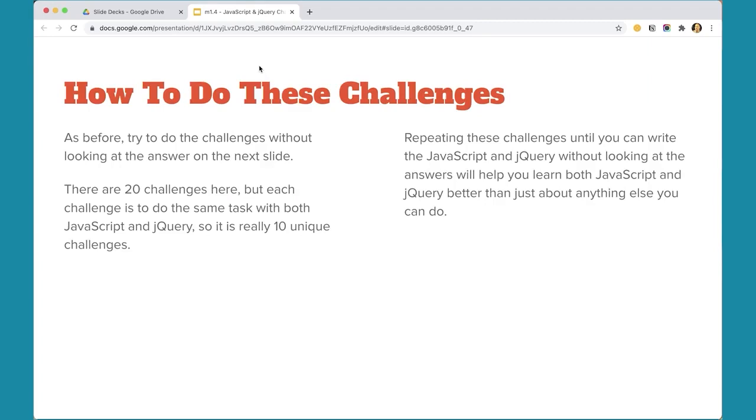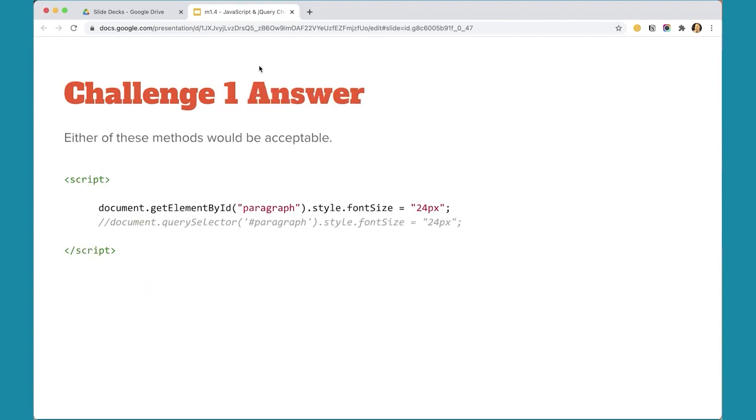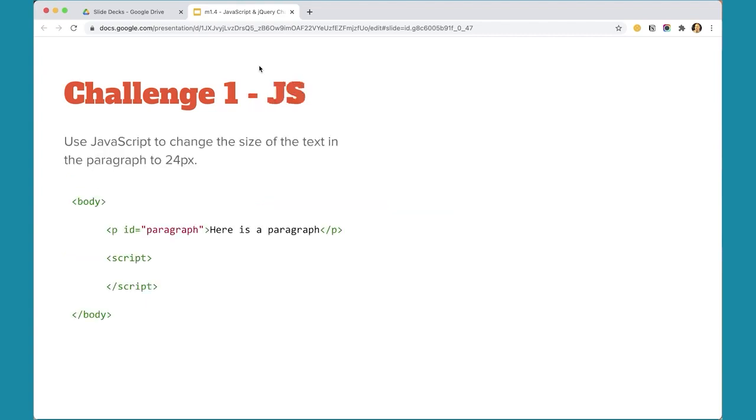So this will really help you with the syntax of both JavaScript and jQuery and understanding the differences between the two. So I'll provide you with a challenge like this. And usually the challenges start off fairly simple, and then they become more complex as we move through the challenges. So I'll give you a challenge like this, and then on the next slide, if you need to look, the solution is on the next slide. But hopefully you don't really need to look at the solution.